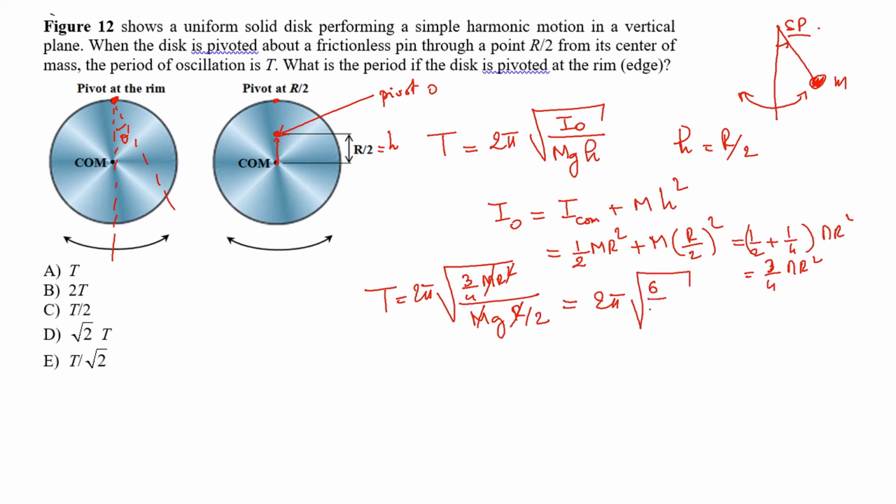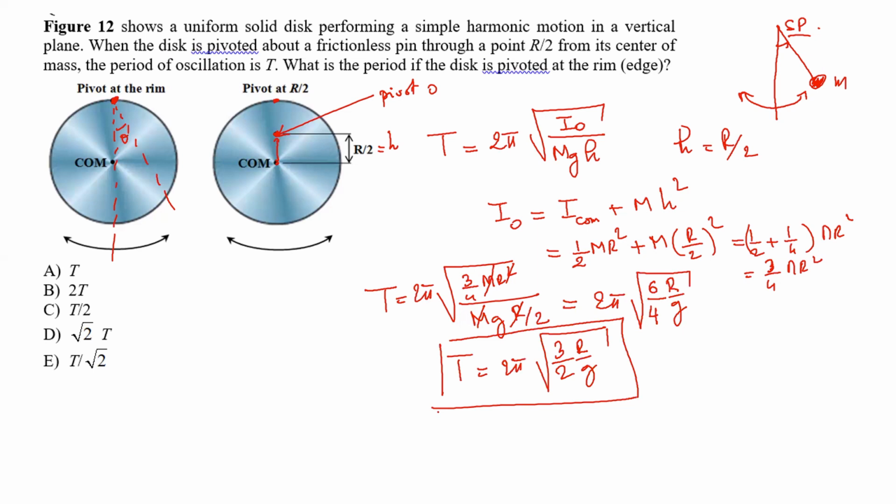6 divided by 4. Okay. R divided by G. Okay. So let me write it down again. It will give me 2 pi. 6 divided by 4 is 3 divided by 2, right? R divided by G. And this is my period of oscillation.